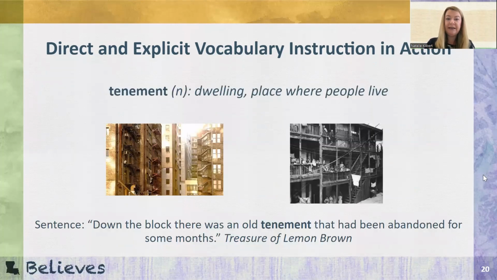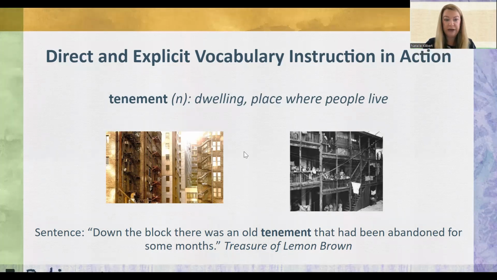So again, a tenement is a dwelling or a place where people live. Here are two pictures of tenements, okay? The one on the right-hand side is probably a tenement from the period that we're reading about. And here's our sentence from the text. Down the block, there was an old tenement that had been abandoned for some months. And this comes from The Treasure of Lemon Brown that we're about to read, okay? So these are some examples of tenement.